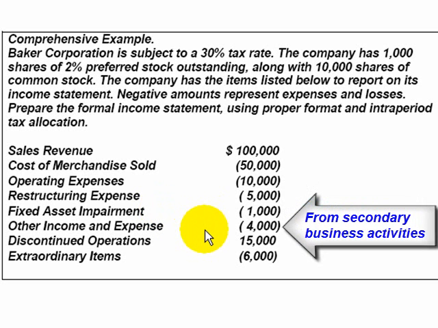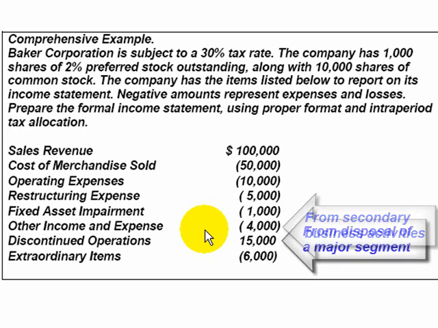Other income and expense represents income and expense from peripheral kinds of activities, not the corporation's major ongoing business operations. Things like interest income and interest expense would be reported here, and so would gains and losses from the sale of machinery or buildings or short-term investments. These things would all be reported as other income and expense.